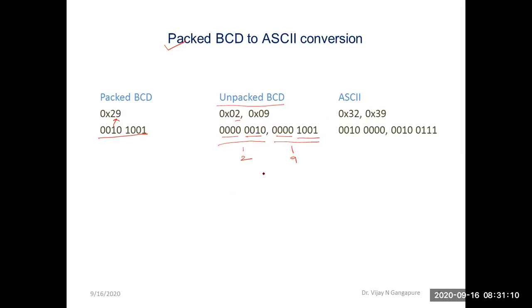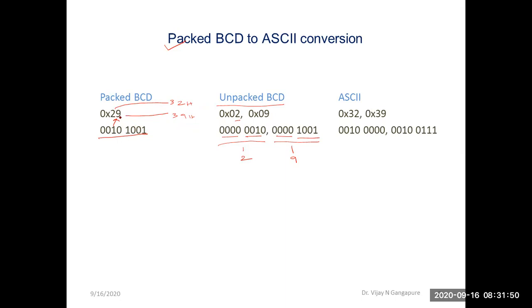Now to convert this packed BCD number to ASCII code, what we have to do is find the ASCII code of 2 and then the ASCII code for 9. The ASCII code of 2 is 32H or 0x32, and the ASCII code of 9 is 39H or 0x39. So ultimately if I give the program packed BCD number 29 as input, what should I get? I should get 32 and 39 as ASCII codes of this packed BCD number.